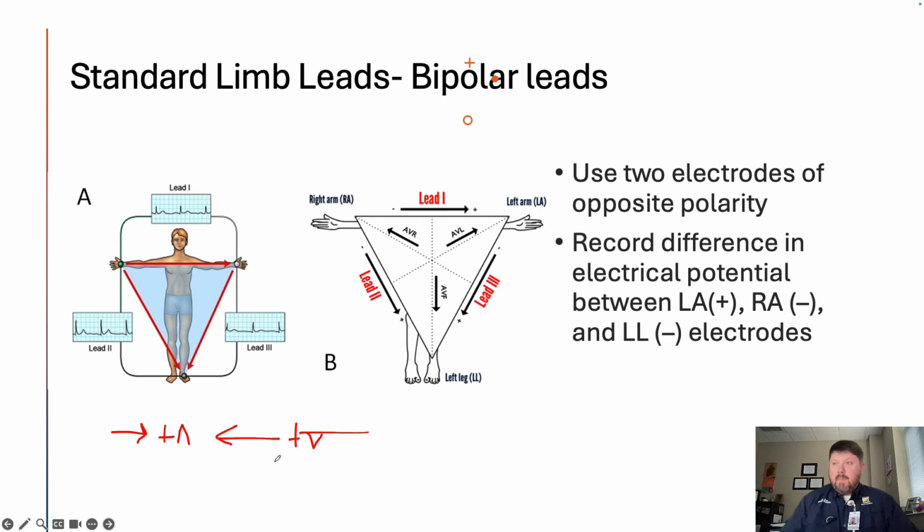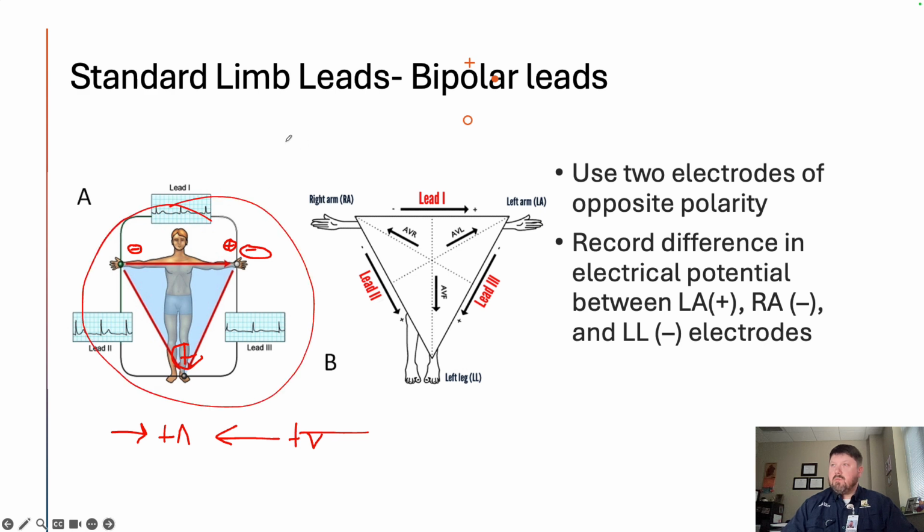Okay, so let's talk about lead 1. Lead 1 will tell you the difference between the negative lead on the right arm, so the monitor makes the lead negative, and the left arm is going to be positive. Lead 2 is negative on the right arm, and it's positive on the left leg. And then lead 3 is negative on the left arm and positive on the left leg. So this forms what's called Einthoven's triangle.